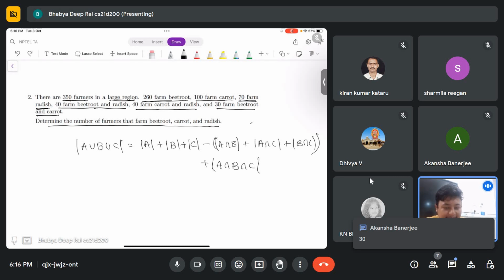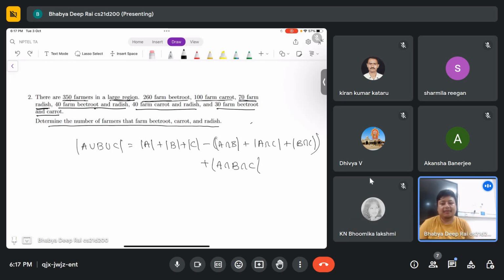Akanksha says 30. Okay, good. Let's see whether it's correct or not. Let's wait for some more time.